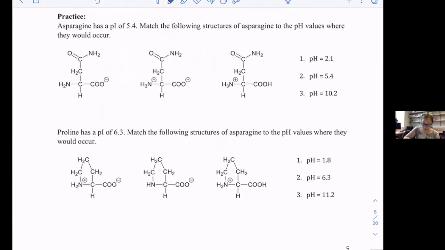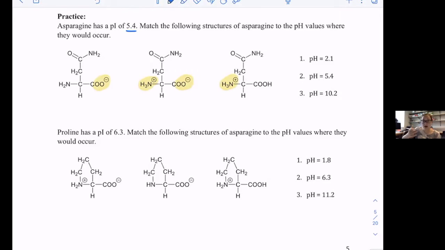Asparagine has an isoelectric point of 5.4. Match the following structures of asparagine to the pH values where they would occur. So what we're looking for is the charges. What I like to do is to highlight the different charges associated. This first one, we have a carboxylate charge. However, the amine side is neutral. This one in the middle, we have charges on both sides, a positive charge and a negative charge. And then on this one, we have a positive charge. So let's see what that means.